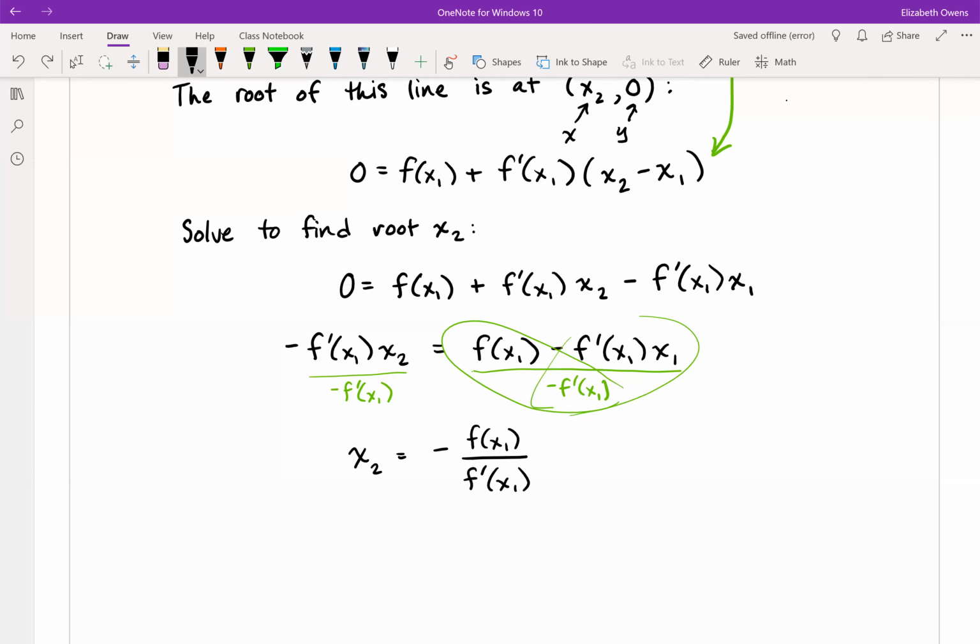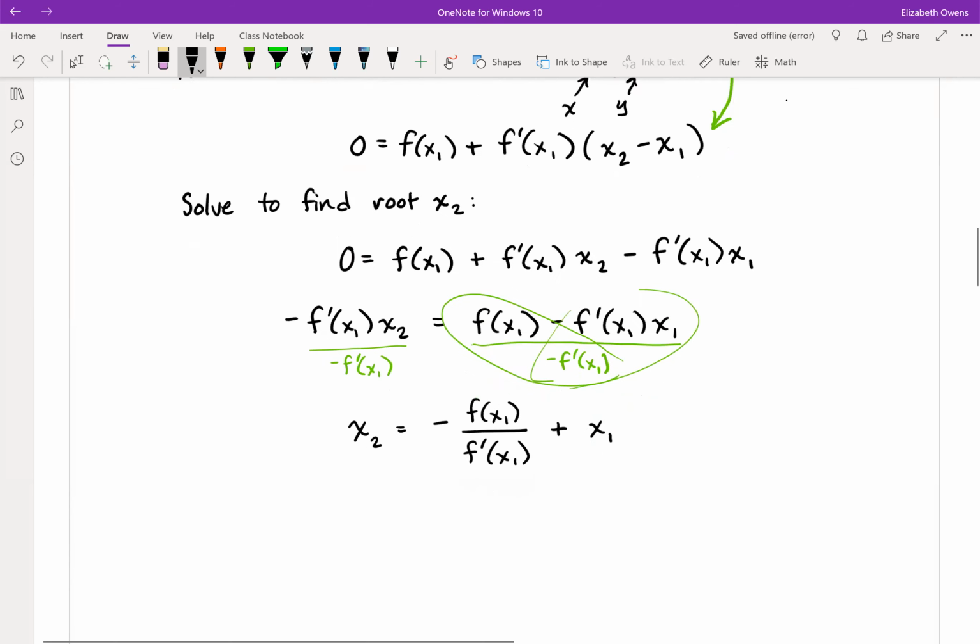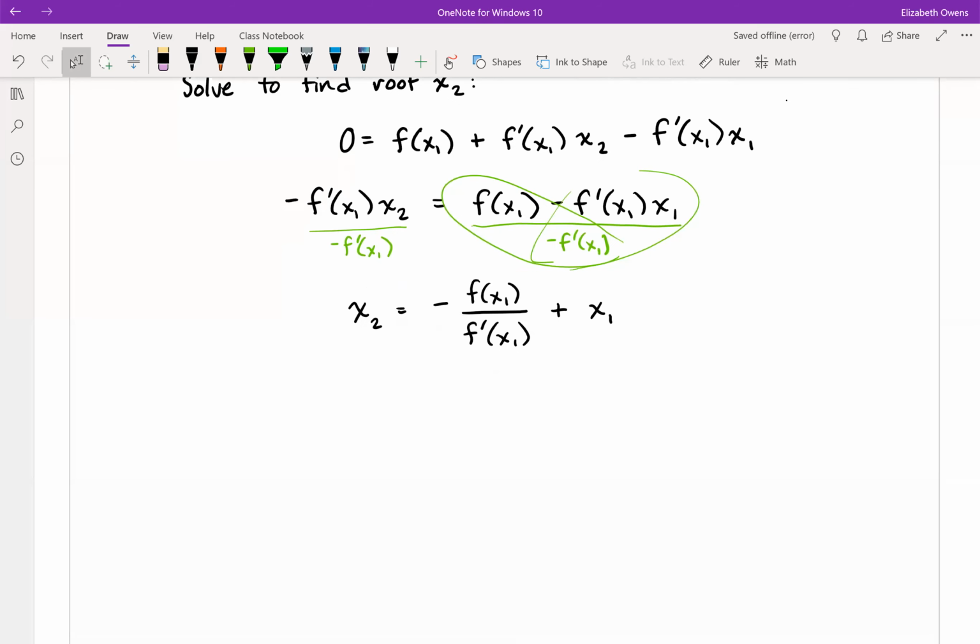And then for the second term, the f prime of x1s would cancel out, and we would just have plus x1. Okay, now let's get this in a slightly more attractive format. I'm just going to put the x1 in front and say x2 equals x1 minus f of x1 over f prime of x1. Okay, so that's where the root x2 is.